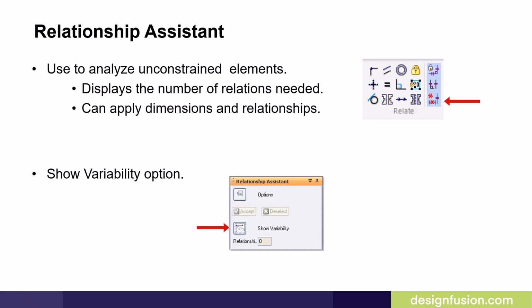The Relationship Assistant command is found in the Relate group on the Home tab in the Sketch environment. It analyzes any selected unconstrained elements and displays the number of relationships needed. The tool can also be configured to apply dimensions and relationships for you. It also contains a Show Variability option. This can be used to illustrate how the shape could move in its unconstrained condition.